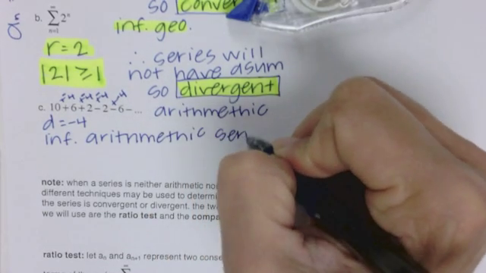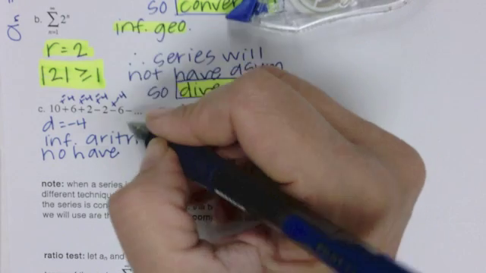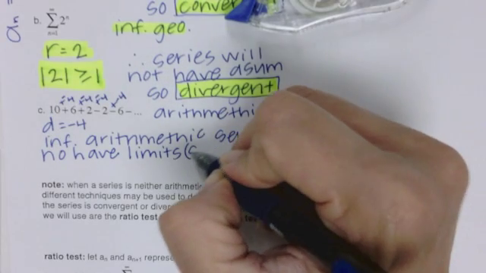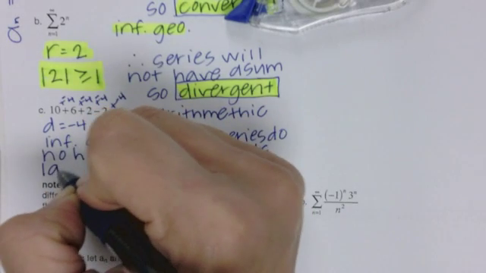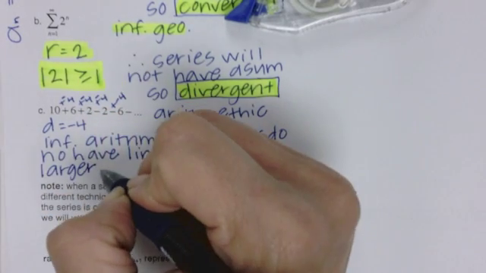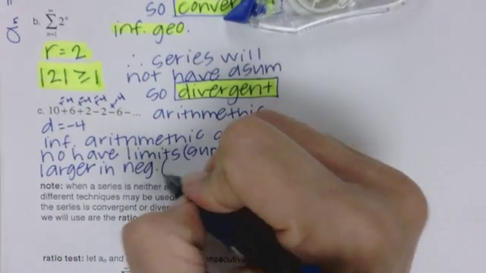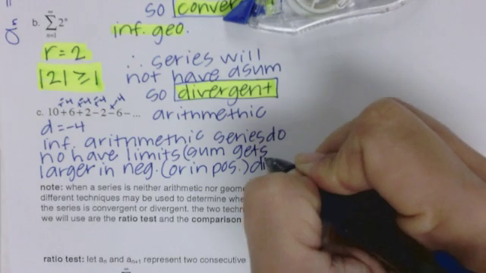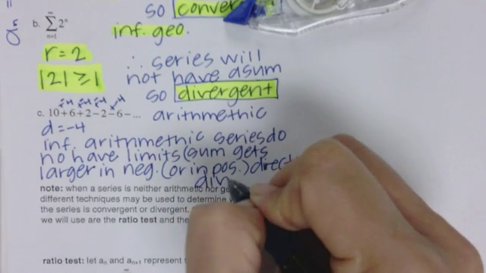So infinite arithmetic series do not have limits, and I'm just putting this in here so that you can refer to it. The sum gets larger in the negative direction or in the positive direction. So that means that this is going to be divergent.